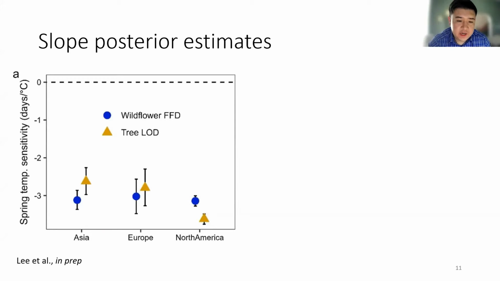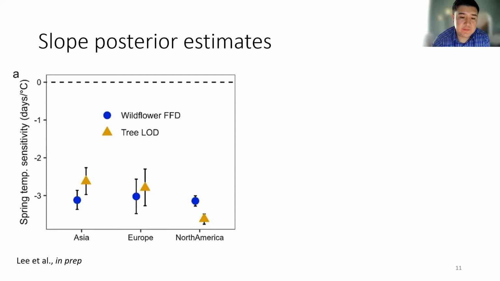So jumping straight into the results, what you can see here in North America is that we found very similar effects to what Mason Heberling et al. found in their 2019 paper, where tree leaf out was significantly more sensitive, so more negative, than the wildflower flowering dates. These are 95% Bayesian confidence intervals, so no overlap means that we interpret that as a statistically significant difference between those 2 estimates. And surprisingly, though, we found that there is no significant difference between these 2 groups in either Europe or Asia.